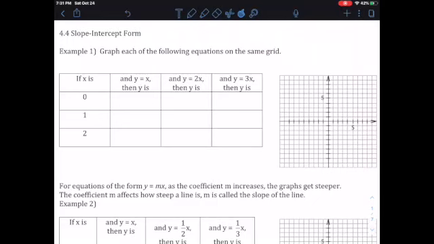Alright, we are going to talk about slope-intercept form today. To start off right away, we are going to talk about example 1. Graph each of the following equations on the same grid.